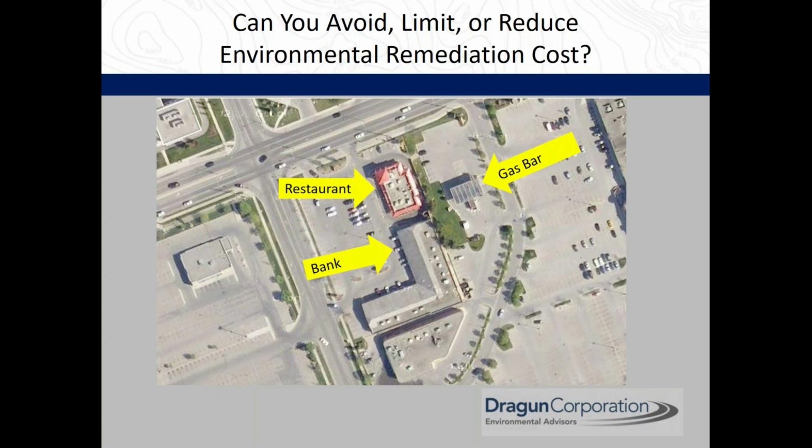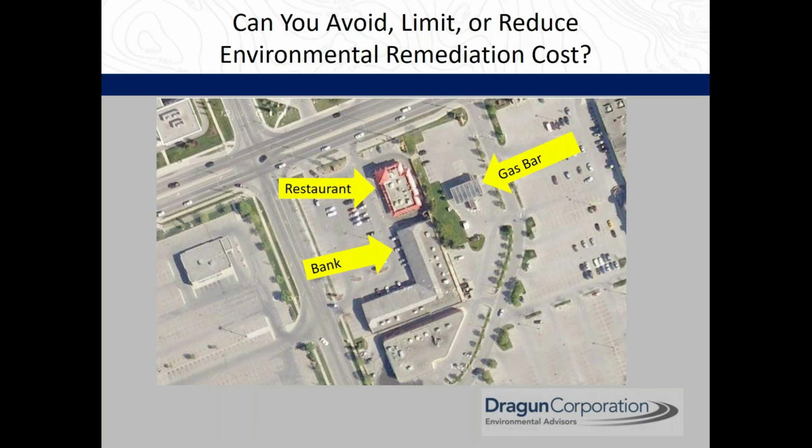So this is basically how the site was laid out. We have the gas bar. North is at the top of this map. Groundwater is moving in a westerly direction. It's going towards a restaurant and a bank. These buildings have basements. We're in a very active commercial area.